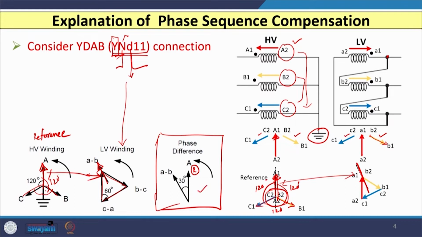So, we can conclude that if we consider the star grounded delta 11 connection, then with reference to the HV winding, your LV winding phasor is leading by an angle of 30 degrees. So, normally in all electrical connections the leading angle is denoted by plus and the lagging angle is denoted by minus.